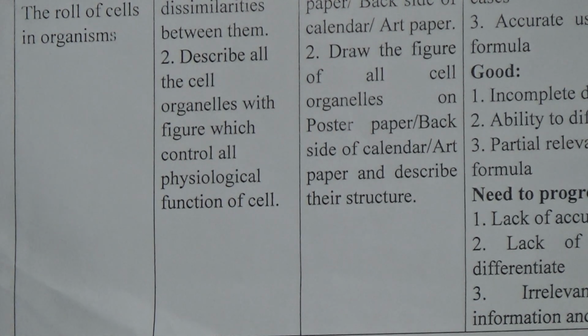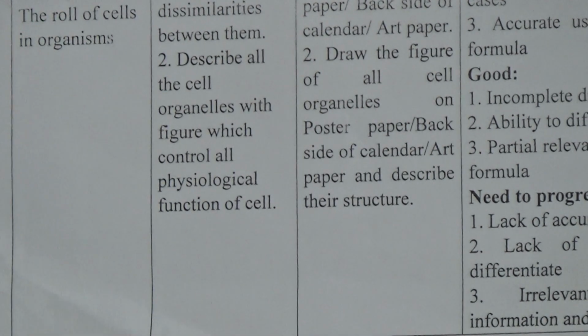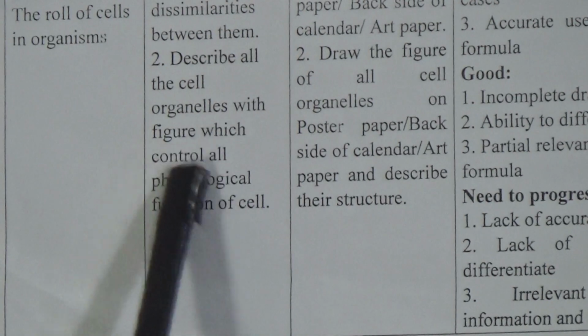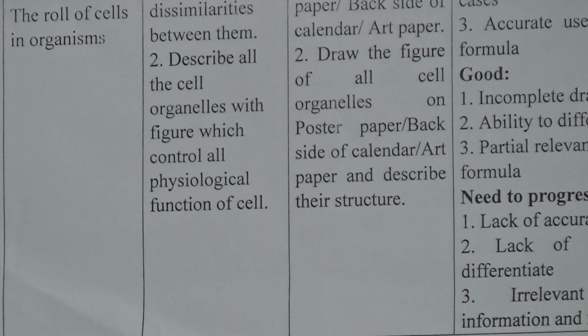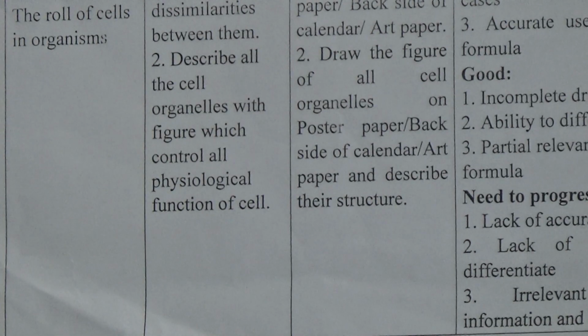At first, you will draw the plant cell and animal cell on poster paper or art paper or the back side of the calendar, and then you mention the organelles of these cells, and also write the similarities and dissimilarities of these 2 cells. The second task is to describe all the cell organelles with figure which control all physiological functions of the cell. Your second task is to describe the cell organelles and their figure.